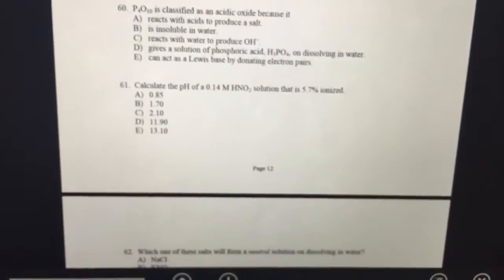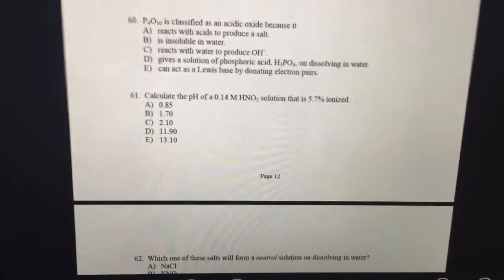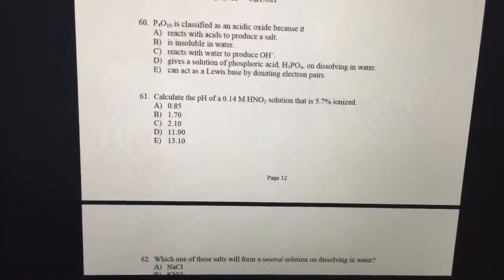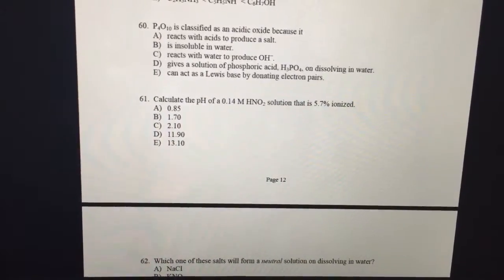Question number 61. Calculate the pH of a 0.14 M HNO2 solution that is 5.7% ionized. Okay, we're going to go right here to our notebook paper.